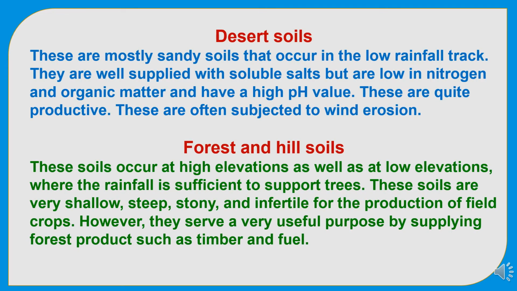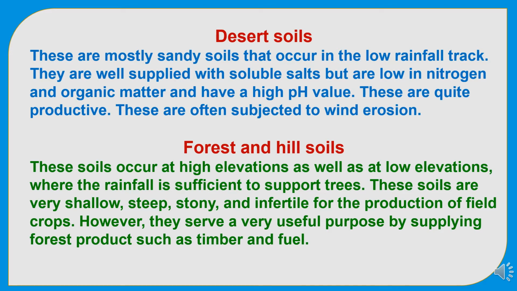Desert soils. These are mostly sandy soils that occur in the low rainfall tract. They are well supplied with soluble salts, but are low in nitrogen and organic matter content, and these soils have a high pH value. These are quite productive soils and are often subjected to wind erosion.